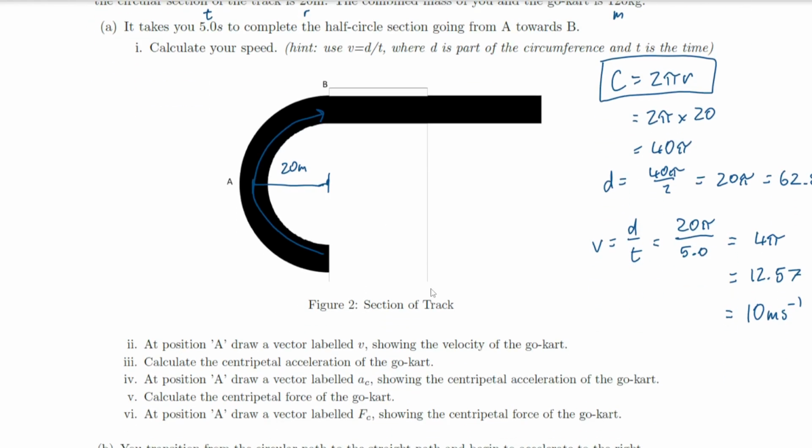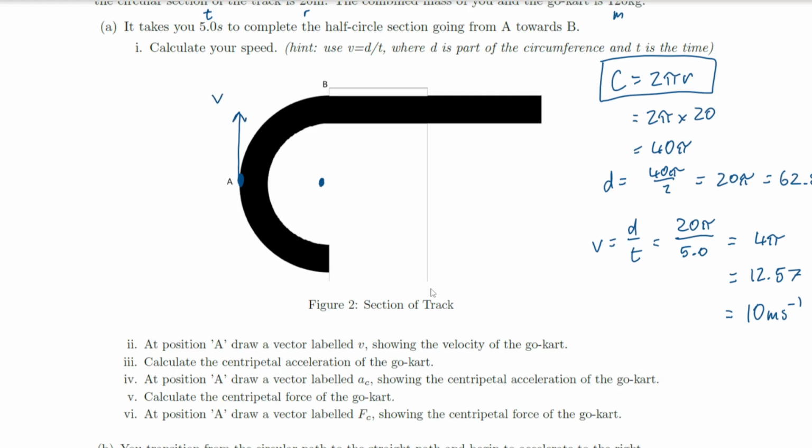Alright, part 2. At position A, draw a vector labeled v showing the velocity. So we know in circular motion, the velocity is tangential to the path. So what I mean by that is at position A, let's just do it on the edge of the circle so we can see it. Our velocity, v, is tangential to the circle, to that circular path.